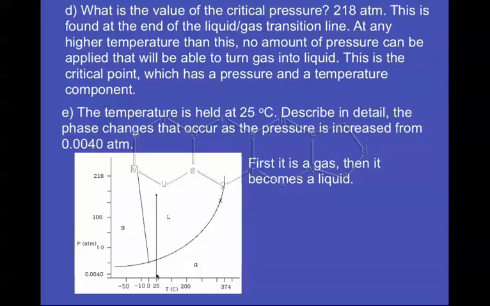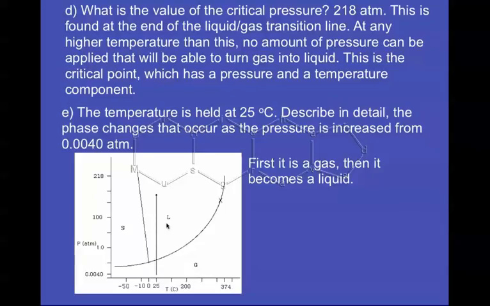So we start our line here and we move our way up, and we look at the phase changes that occur as we go through that line. So if we start at 0.0040 atmospheres and go up, it's going to start out as a gas, but then at some point it will turn into a liquid.